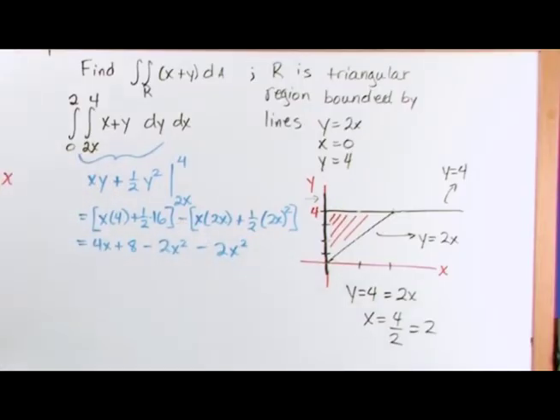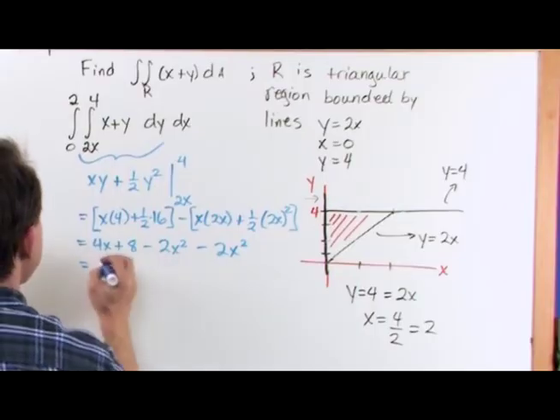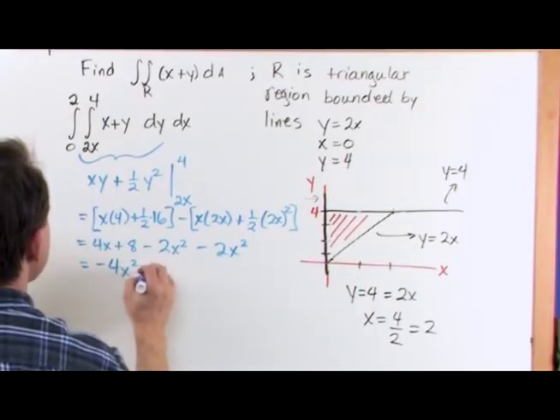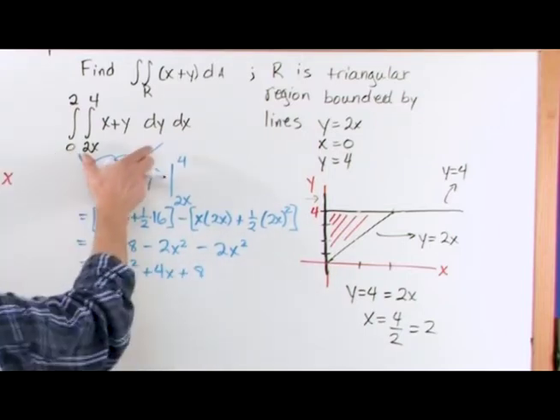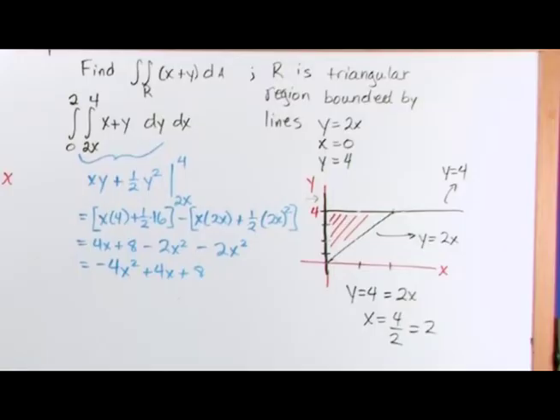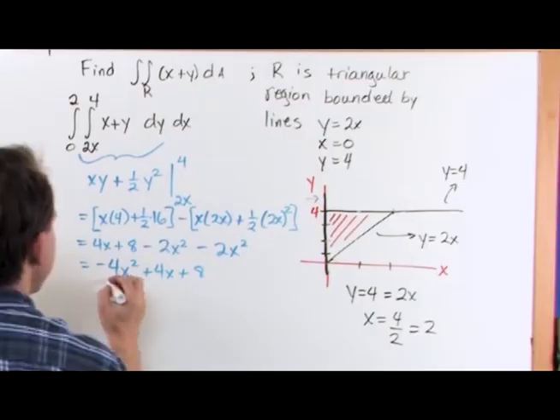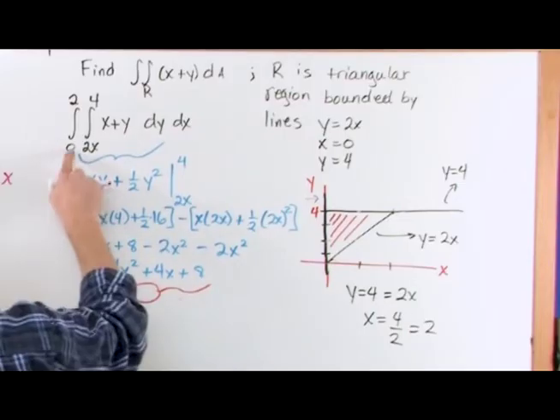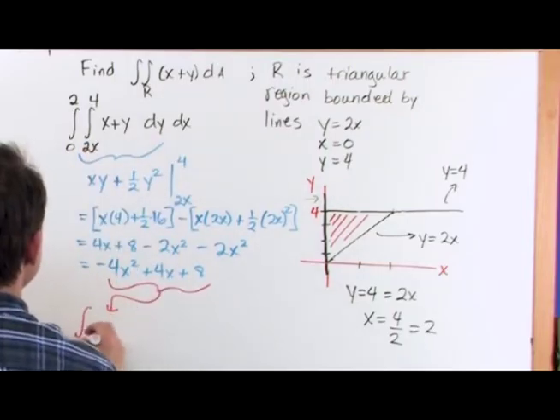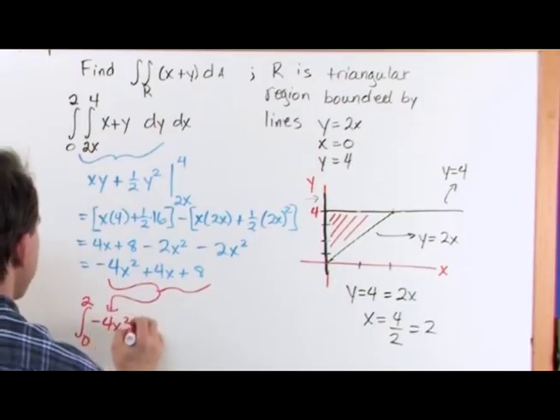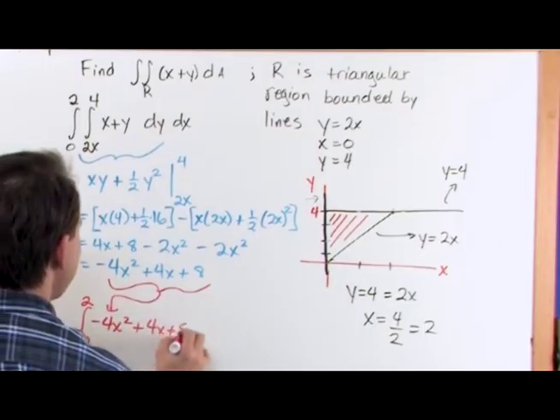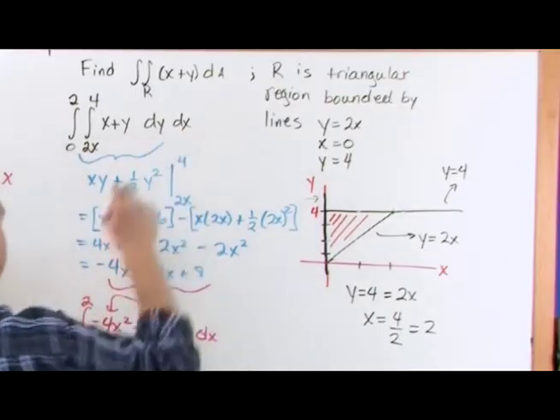Okay, and so at the end of the day, this guy here is going to be negative 4x squared plus 4x plus 8. Okay, that was the answer to the inner integral here after I did the evaluation. Now what I'm going to do is take this answer and plug it in to the outside integral here, which is the integral from 0 to 2 of negative 4x squared plus 4x plus 8 dx.